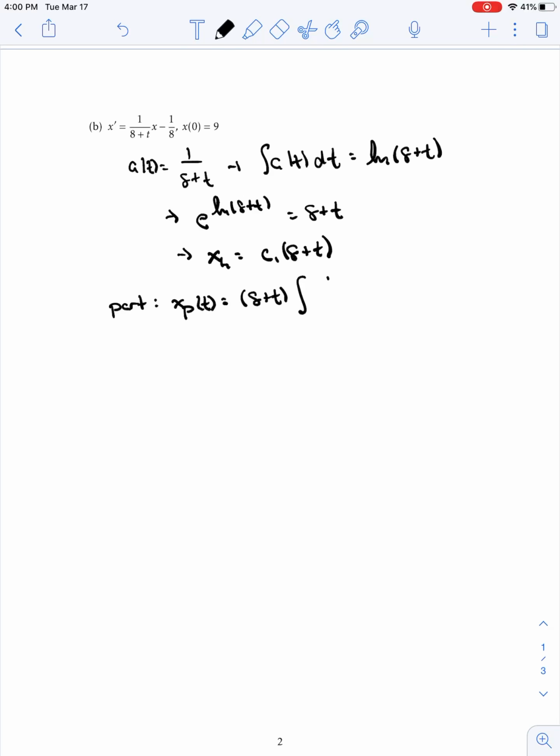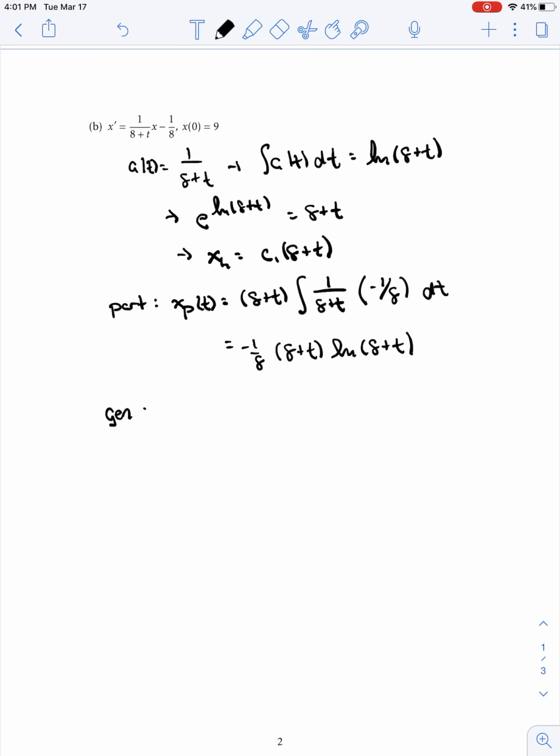Now the antiderivative of 1 over the homogeneous, because remember e to the minus x is 1 over e to the x, times the forcing function, which is just minus 1/8. And so then this is equal to minus 1/8 times 8 plus t times the natural log of 8 plus t.